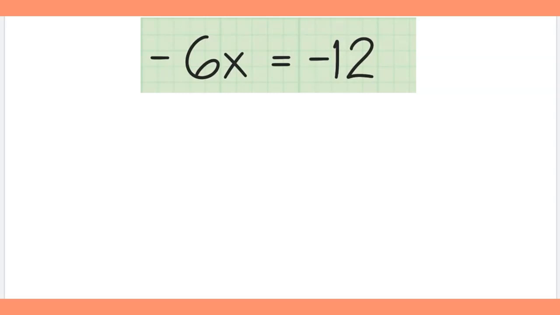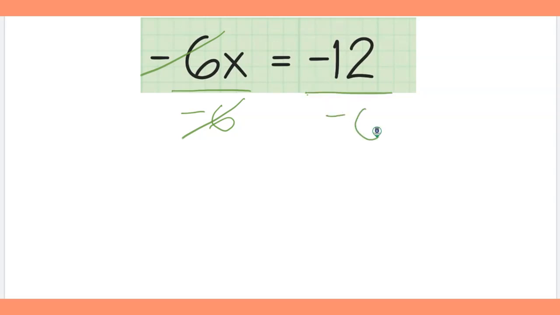We know that if the 6 and the x are close to each other, they're being multiplied. That's what we show in mathematics. They're being multiplied together. We need to ask, what is the opposite to remove the -6? That is in fact dividing, the opposite of multiplication. We've removed the -6, but we have to do the same to the other side of the equal sign. So whatever we do on one side, we have to do to the other side.